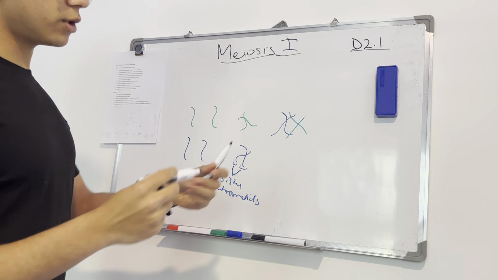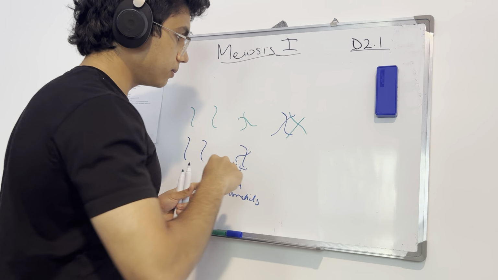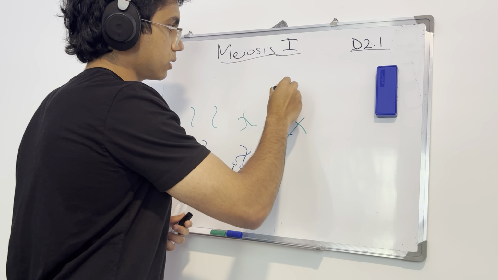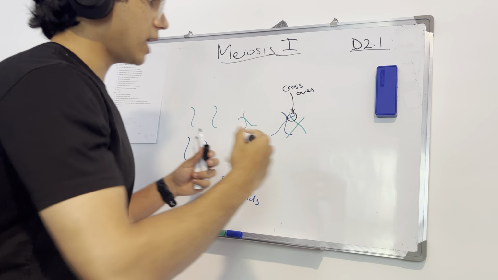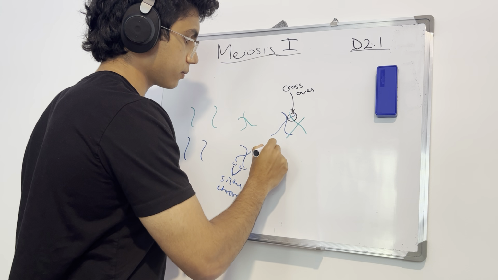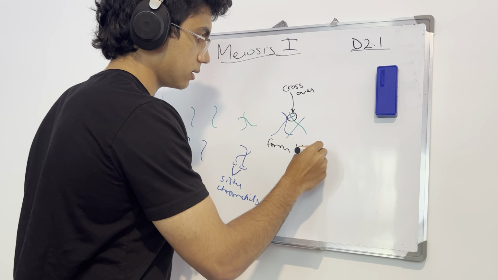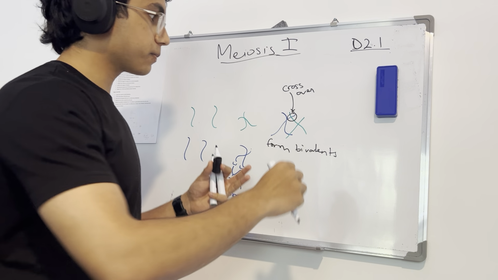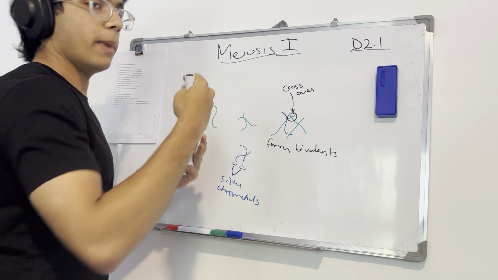Now, once they've crossed over, these sections here, I'm going to circle, cross over, the chiasmata. You don't have to know the name, but you just have to say they cross over to form bivalents. Now, once we formed our bivalents, we're actually going to be in a position to begin our metaphase stage.